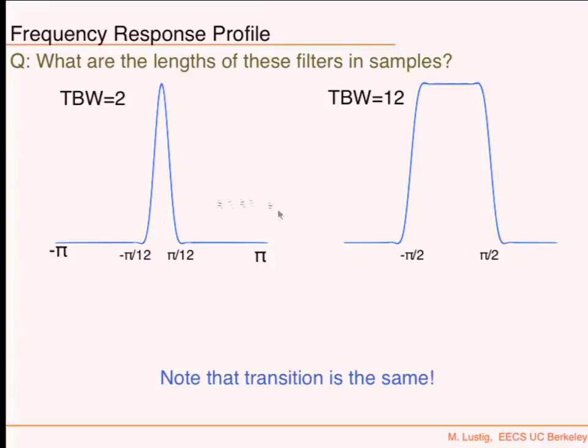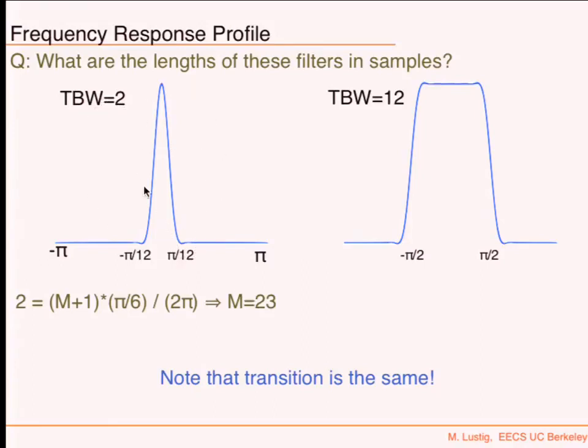So 2 equals what? M plus 1 times the bandwidth, pi over 6, divided by 2 pi. So the question is, what is M? M plus 1 multiplied by pi over 6 divided by 2 pi equals 2. In that case, M equals 23. So if I pick a 23 length filter, then it's going to pick that.